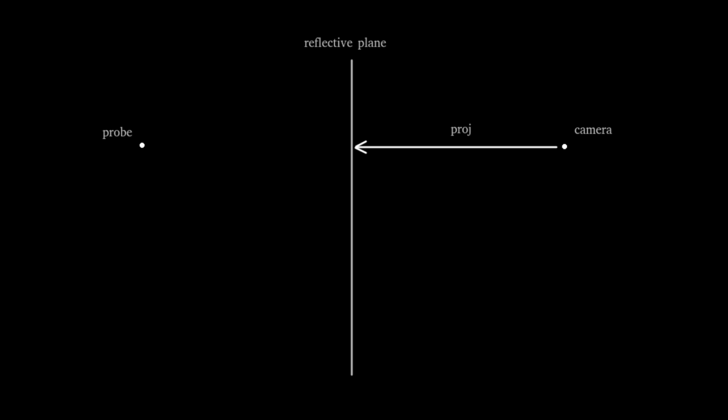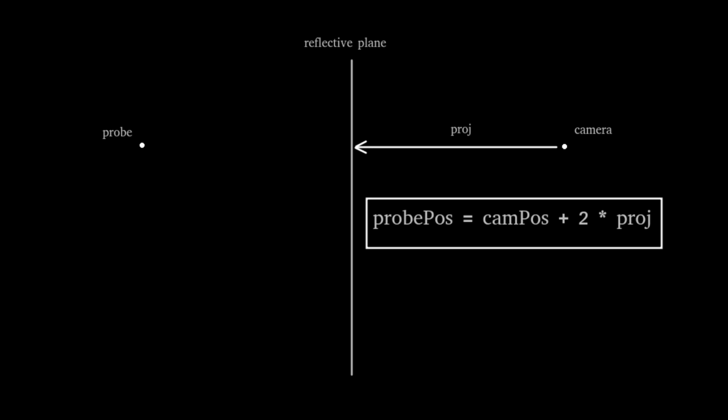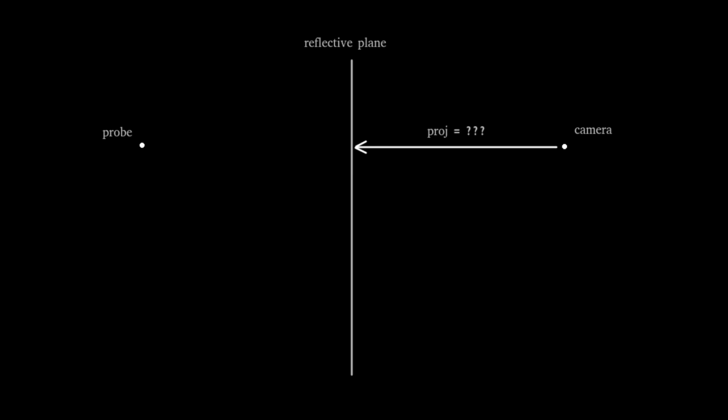Let's say we knew this vector. What if we could find this vector, the projection of the camera into the reflective plane? If we knew this vector, then it is kind of easy to see that the position of the probe should be the position of the camera plus 2 times the projection vector. Correct? Well, yes, sure. Now let's go about finding it.